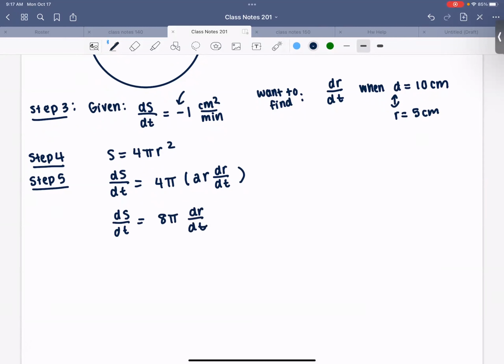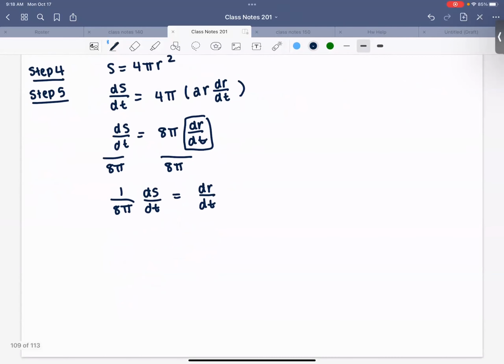Okay. So we want to find dr/dt. So maybe I should divide by 8 pi r to get dr/dt by itself, right? This is what I want. So I'm just going to divide to get 1 over 8 pi r dS/dt equals dr/dt. And it looks like I got what I wanted to find by itself.